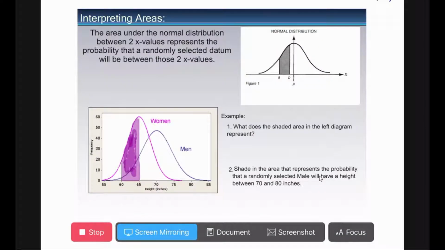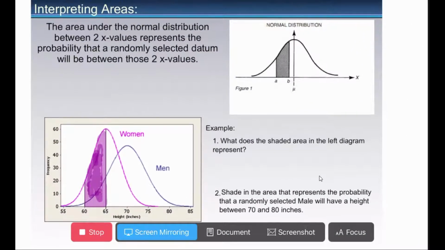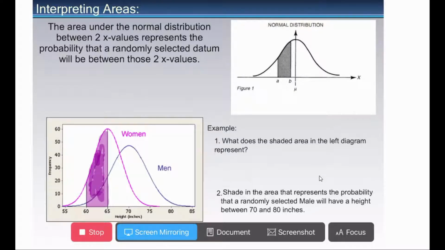Another feature of the normal distribution that we should talk about a little bit more is interpreting and understanding the area under the curve. We've said that in general, the entire area represents 100% of all the data that we are collecting. But what happens when we look at different chunks? Interpreting areas: the area under the normal distribution between two x values represents the probability that a randomly selected datum will be between those two x values.